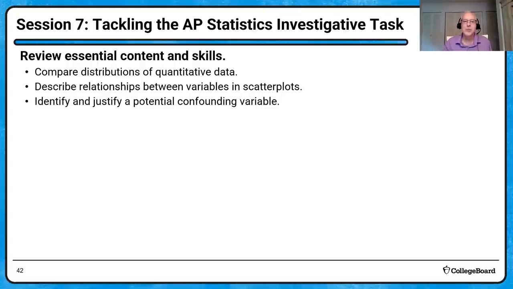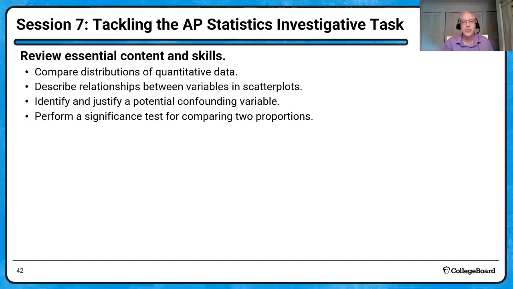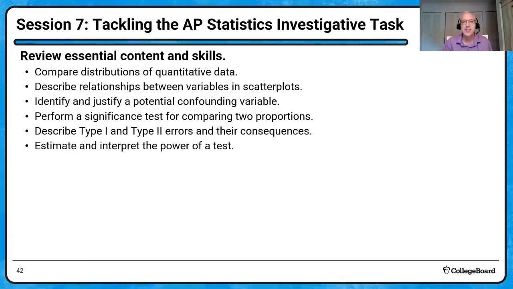And then to summarize, we had to identify and justify a potential confounding variable. That was certainly outside the box and quite challenging to do to meet the scoring guidelines. Then in the second question, we performed a significance test for comparing two proportions based on a randomized experiment. That was just part A. Then we described type 1 and type 2 errors and their consequences. And in the last parts, we estimated and then interpreted the power of a test based on a simulation. We did a lot of content in just 2 questions, and that's because these are investigative tasks. They cover content from multiple units, and they require you to synthesize them in ways that you haven't done before.